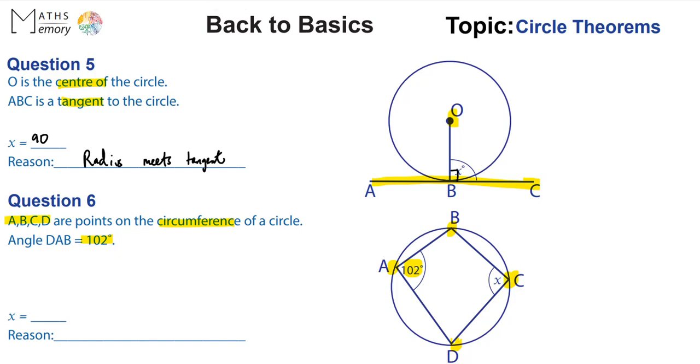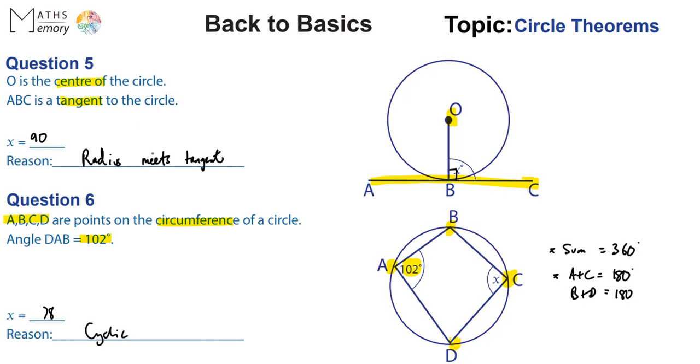Alright, so there are two things we can gather from this. The first thing of any quadrilateral within a circle is that all angles add up to 360, so the sum equals 360 degrees. The second thing you could say, let's say A plus C is 180 degrees. Also B plus D is 180. So opposites add up to 180 only in the cyclic quad. So this will be 180 take away 102, which is 78 degrees. And you can write that down over here, cyclic quadrilateral.